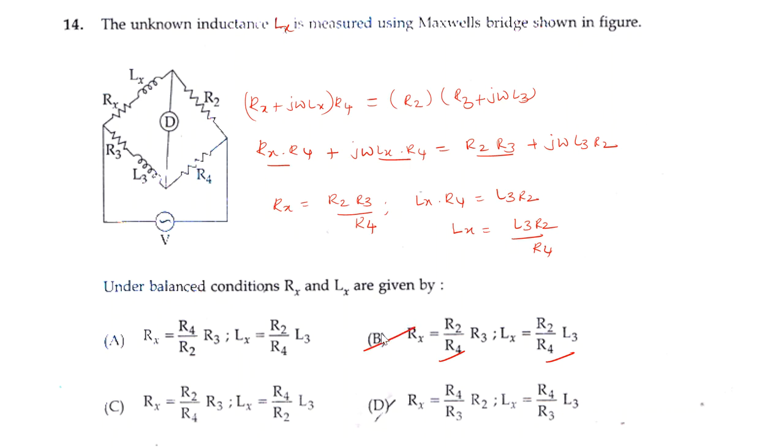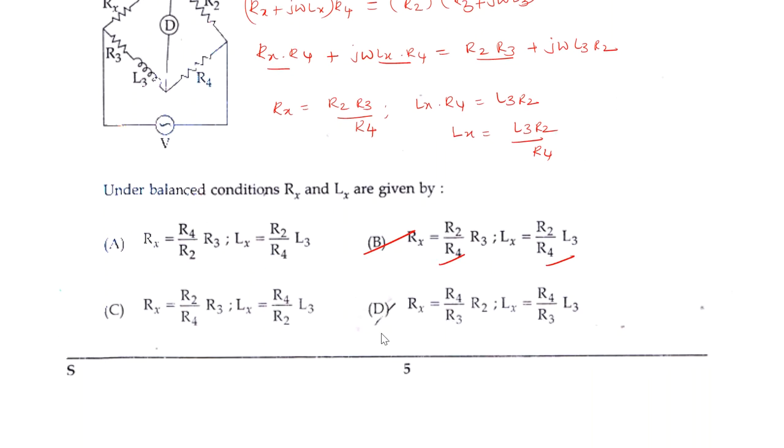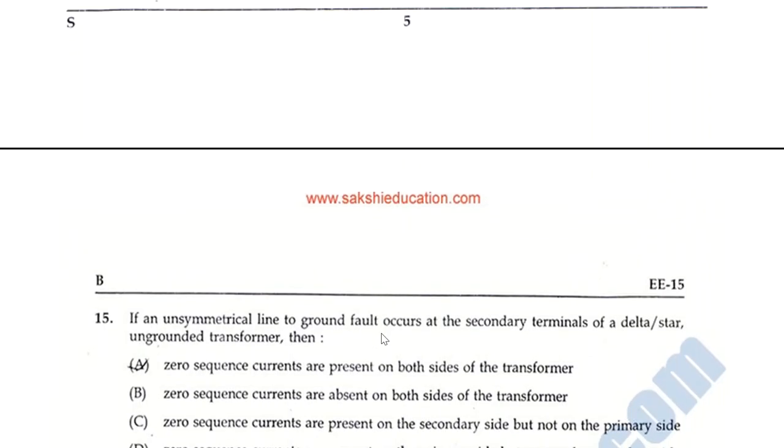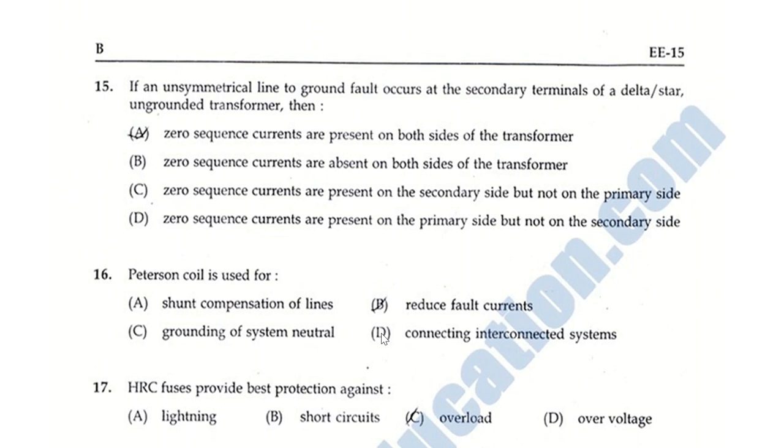Okay, and we'll move to the next question. If an unsymmetrical line to ground fault occurs at the terminals of a delta star ungrounded transformer, then we know the switching diagram of this transformer. Here we have some inductance, and here we have switches like this, which are nothing but parallel switches. So this represents star and delta.